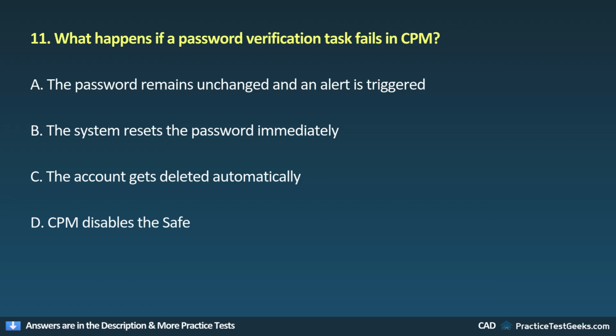11. What happens if a password verification task fails in CPM? A. The password remains unchanged and an alert is triggered. B. The system resets the password immediately. C. The account gets deleted automatically. D. CPM disables the safe.